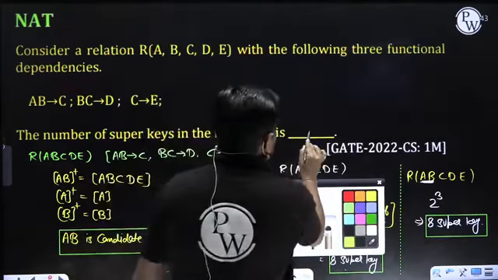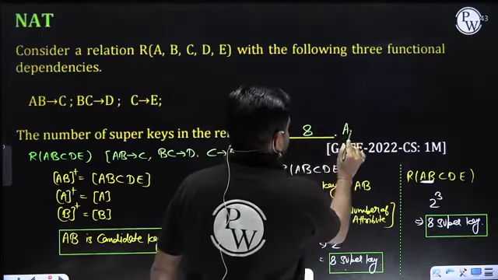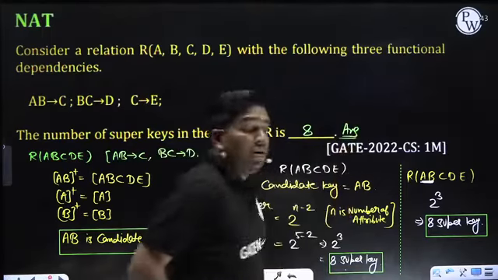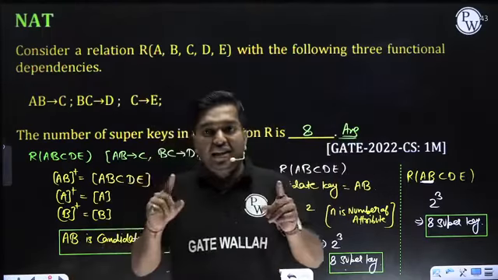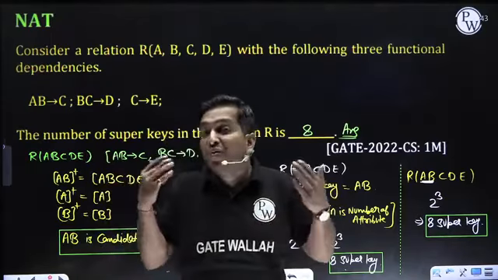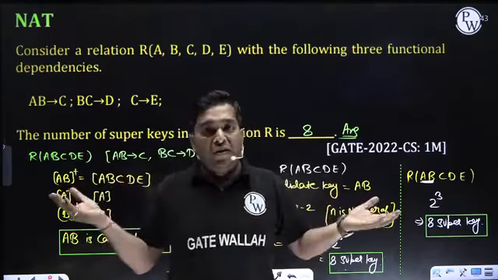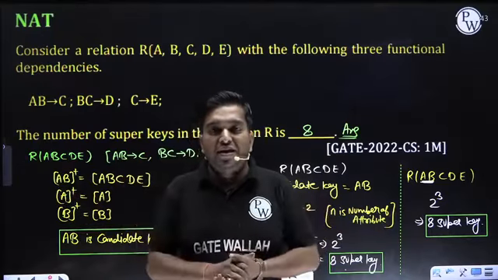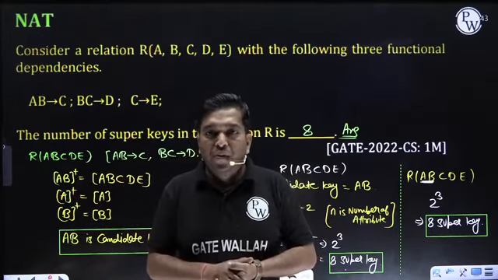So how many super keys, my dear student? 8 super keys, because here we are getting only one candidate key, that is AB. Out of 5 attributes, AB is the candidate key. Then the total number of super keys is 2 raised to power 3, meaning 8 is the right answer for this question. Hope you get it.